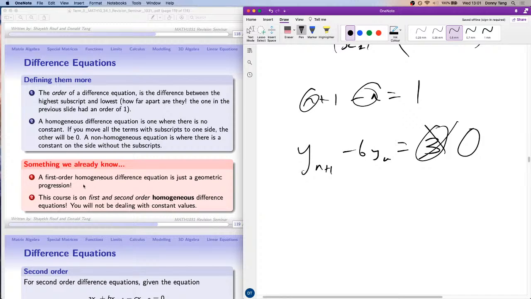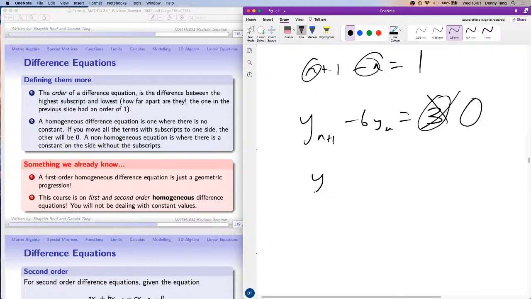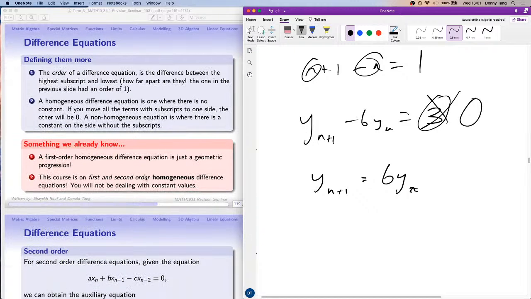A first-order homogeneous difference equation is just a geometric progression. So, first order, if this was 0, we're saying y(n+1) equals 6y(n). So it's just the previous term multiplied by 6. That's a geometric progression, which you should already know, where every term differs by a multiplication factor.